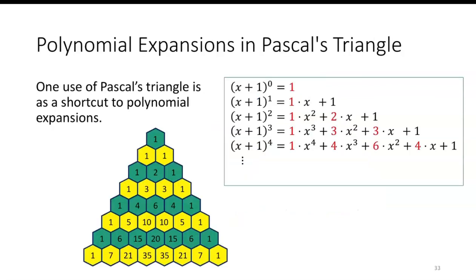Another use is in algebra. It's a shortcut for polynomial expansions. So a bit beyond our class, but you can see that this bottom one, (x plus 1) to the fourth, those numbers in front of the x's, the coefficients, the 1, 4, 6, 4, and the 1 at the end, those are numbers that go in Pascal's triangle.